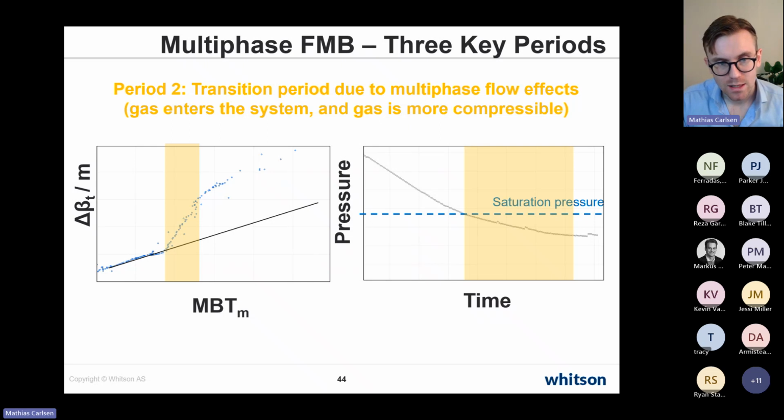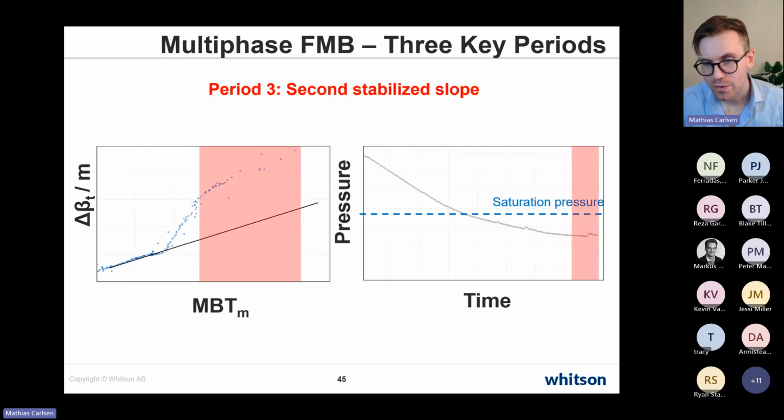And then you'll have a last, third stabilized slope, and that will be when you have gas in the system and you're starting to feel the boundaries. So typically that slope can be the same slope as the initial one, or it can be steeper. There's also some other special cases. But in an environment where you're able to see this boundary dominated flow before you hit the saturation pressure and after, those slopes are exactly identical. So that's the first step.